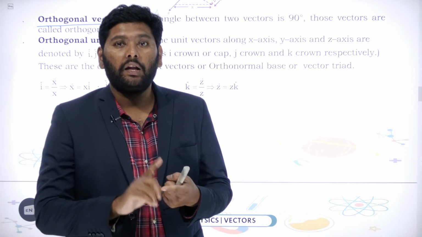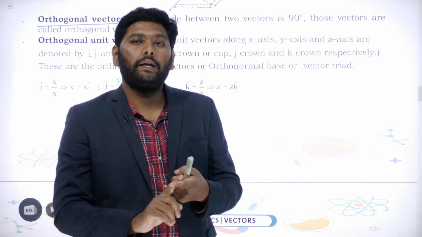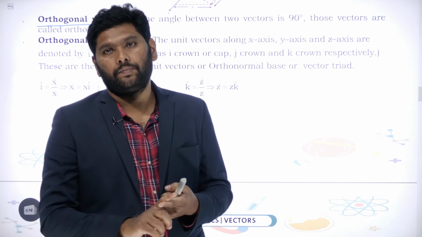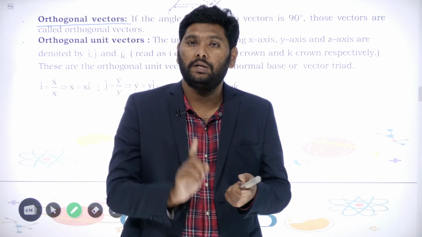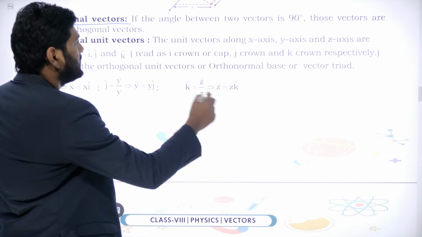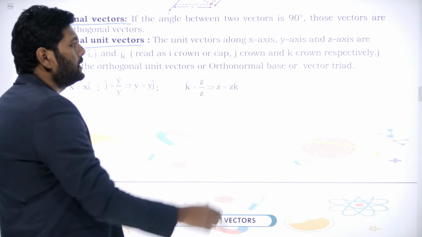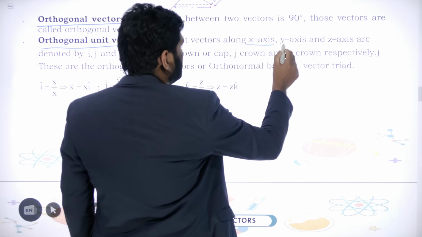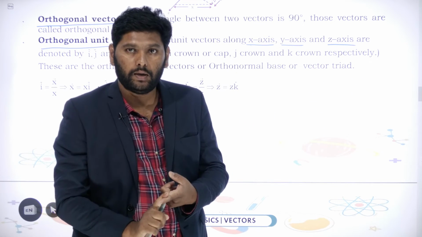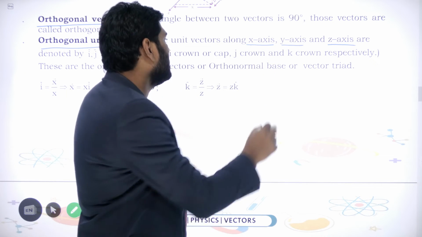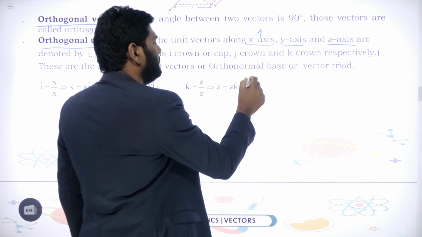If the vectors are acting at 90 degrees and the magnitude is 1, then we can call them orthogonal unit vectors. So here, orthogonal unit vectors along the x direction, y direction, z direction. We are now talking about orthogonal unit vectors, which means vectors acting in the x, y and z directions, because x, y, z are mutually perpendicular. Whatever the vector acting in the x direction, the orthogonal unit vector we can consider as i cap.